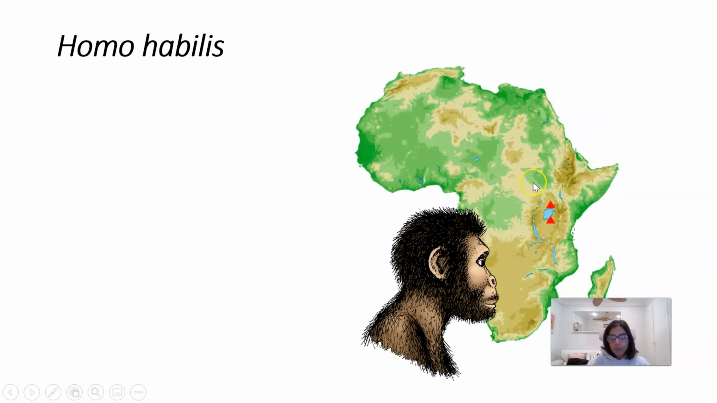Okay, so first we're going to be looking at Homo habilis. Again, we're still in Africa. That's important to note. So this was the early Homo species that existed somewhere in the region of 2.4 to 1.6 million years ago. So still significantly a long time ago.